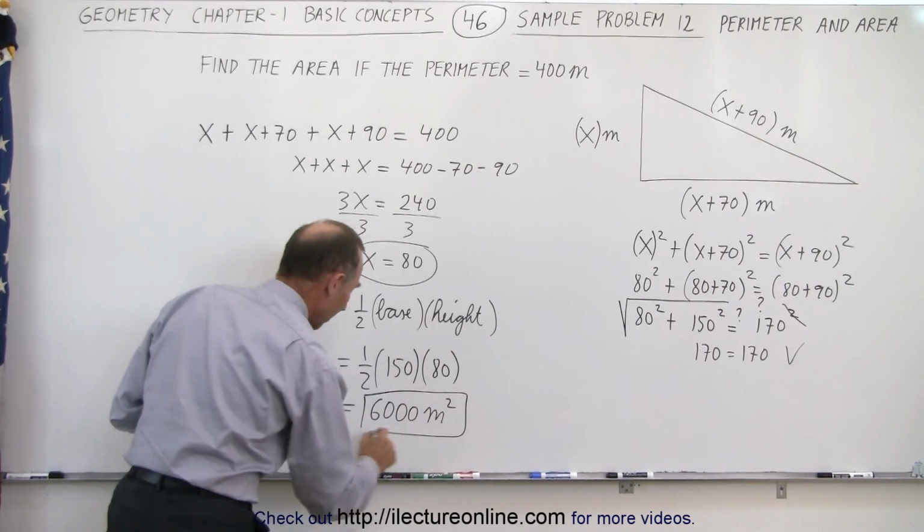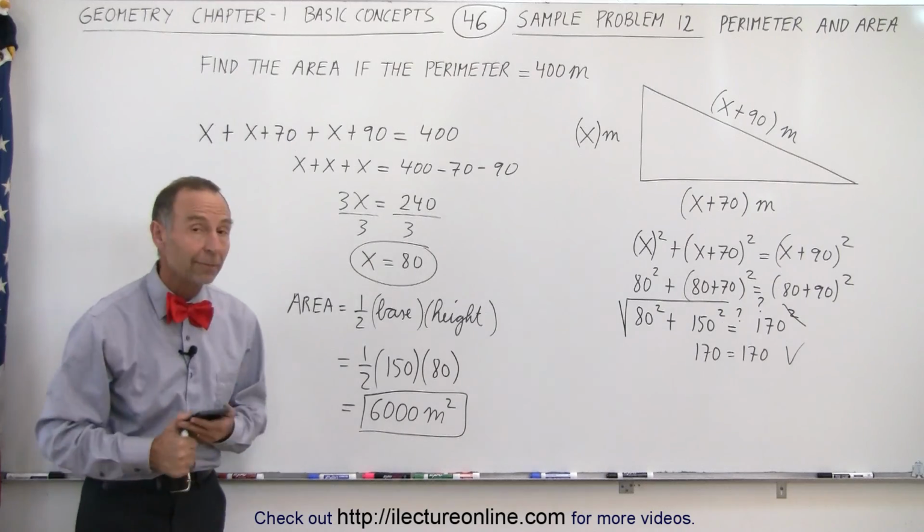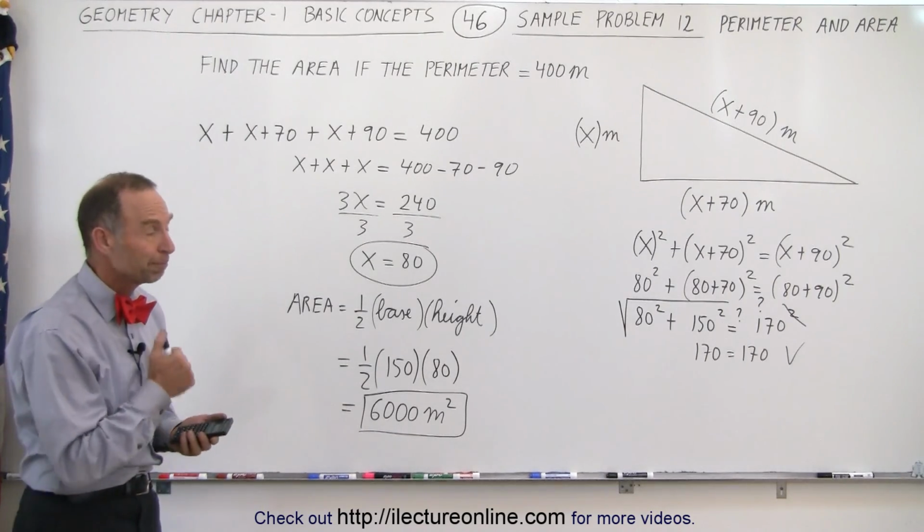So we found the area of that triangle by finding the value for x, and that's how it's done.